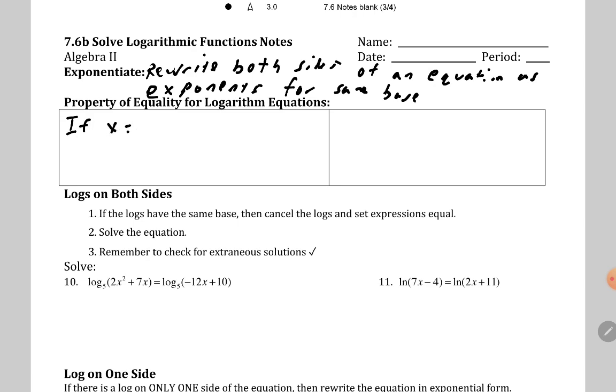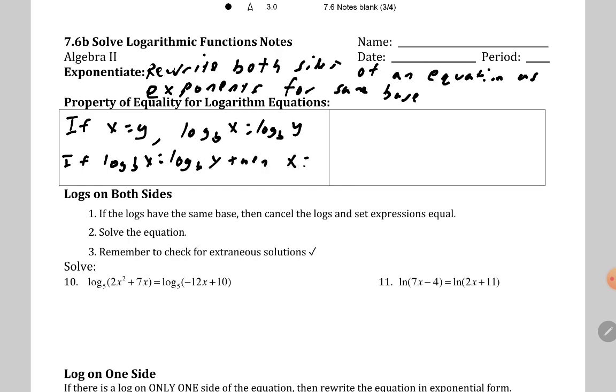If x equals y, then log base b of x equals log base b of y. And vice versa. If log base b of x equals log base b of y, then x equals y. Where x, y, and b are positive, and b cannot equal 1.